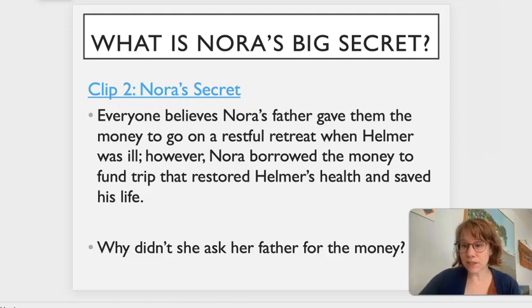So that's kind of Nora's big secret, the big lie that she's been holding on to this whole time: everybody, including Torvald, believes that Nora's father gave them the money to go on this vacation to Italy when Torvald was ill, but the reality was Nora borrowed money to fund the trip from Krogstad, this kind of shady guy. And Nora believes that her actions saved Torvald's life, and in a way they did. He fully recovered after this trip and was able to go back to work, and again, now he's getting a promotion. So on the surface, everything turned out well, but as we'll see with the inciting incident, Krogstad's back in the picture, and he's going to blackmail Nora.